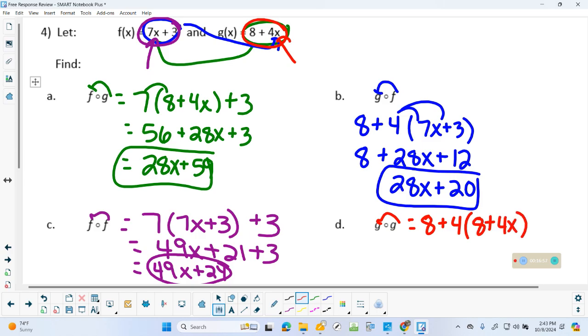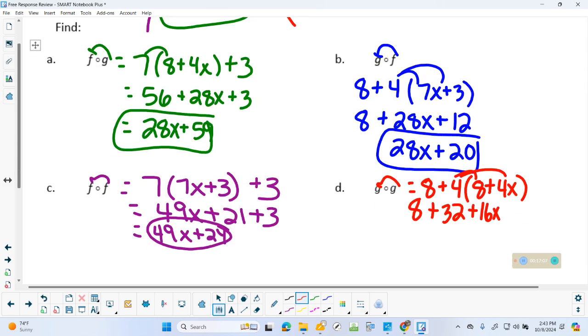Again, distribute, combine the like terms, we got it. So I'm going to have 32 plus 16x. So let's just finish this one off: 16x plus 40. Got it.